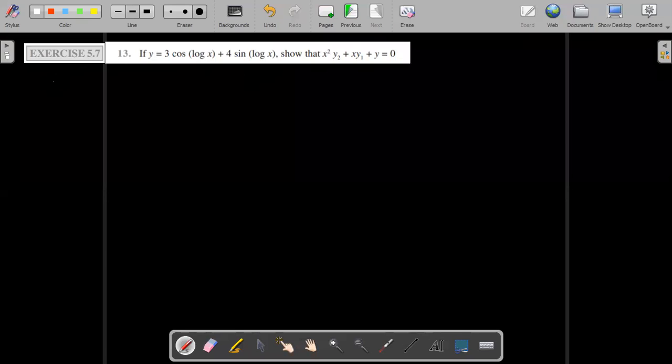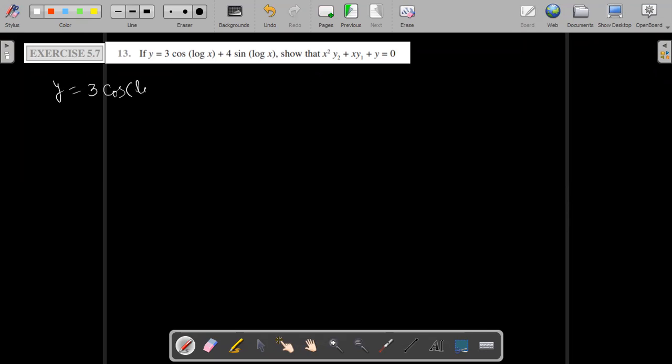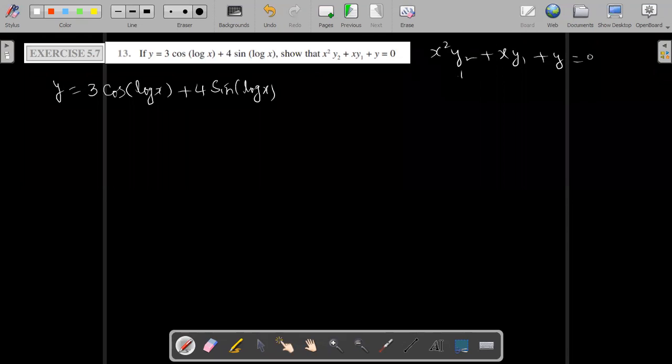Now we have given y is equal to 3 cos log x plus 4 sin log x, and we have to show x² y2 plus x y1 plus y is equal to 0. Here y2 means second order derivative.